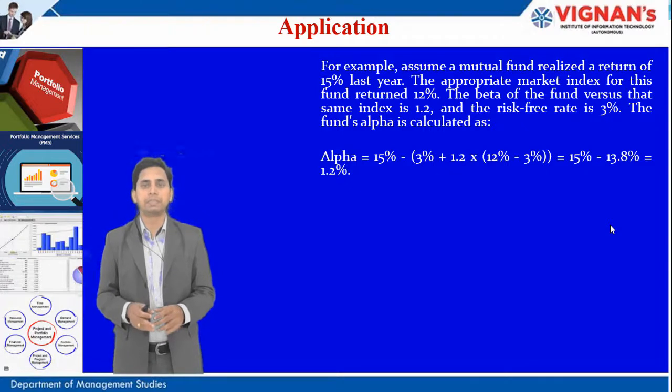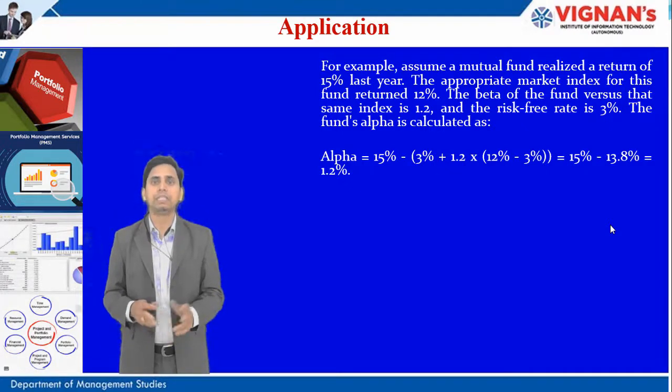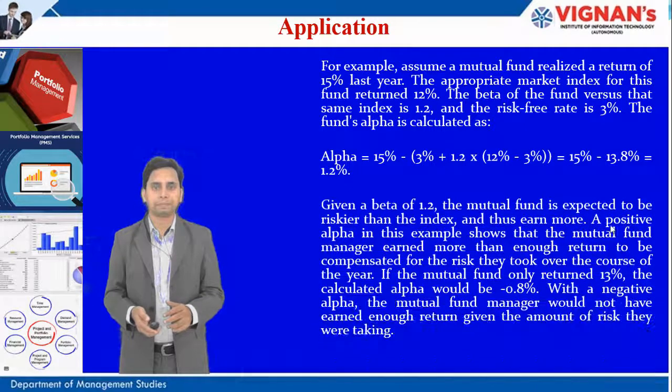Because 15% is nothing but the return of the portfolio, and 3% is nothing but the risk-free rate of interest, plus beta of the portfolio, that is 1.2, multiplied by the market index return, that is 12%, minus the risk-free rate of interest, that is 3%. So finally it gives 1.2%, that is the alpha value. So alpha is nothing but the measure of return involved in the portfolio.